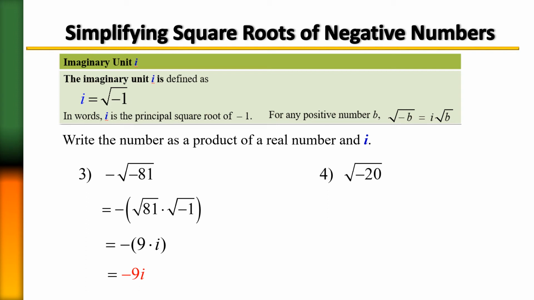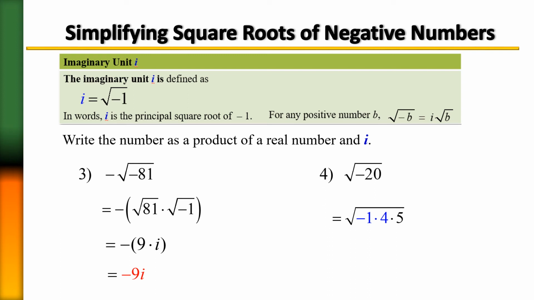Okay. In the next example, we have the square root of negative 20. Negative 20, regardless of whether it's negative or positive, is not perfect, but it does have a perfect 4 inside of it. So what we can do is take out the perfect 4 as well as take out the i from the negative 1. So you can look at it in this manner.